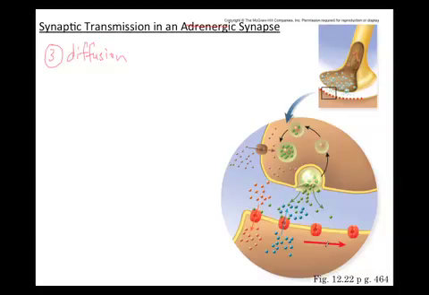So what we just went over was an excitatory cholinergic synapse. There's inhibitory cholinergic synapses. And there's excitatory and inhibitory adrenergic synapses as well. But like I said before, we're not going to get into those specific physiological processes this semester.